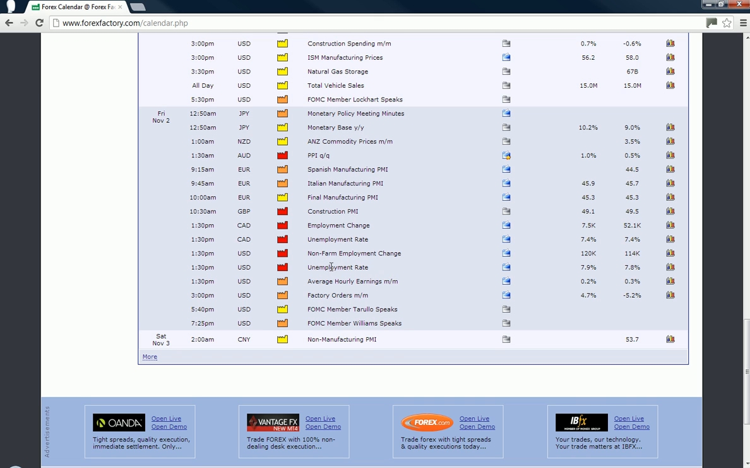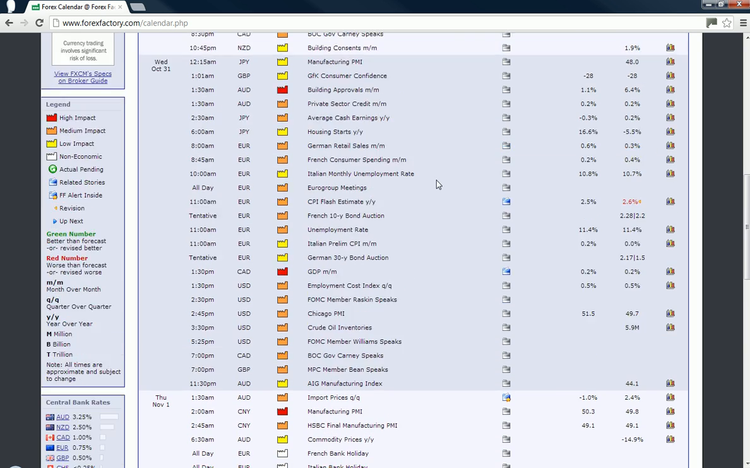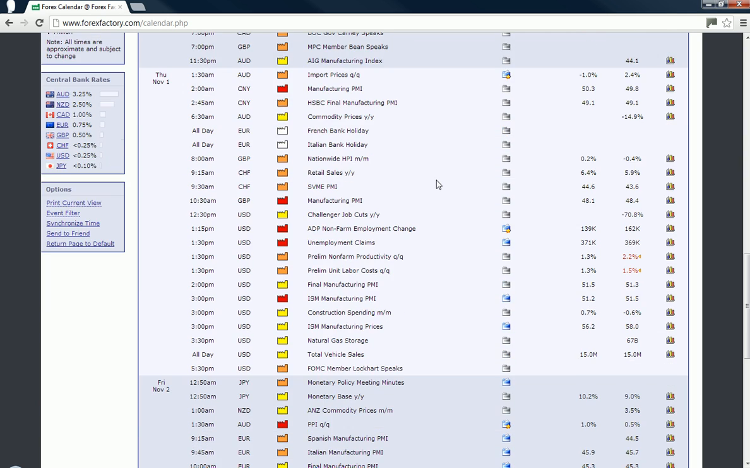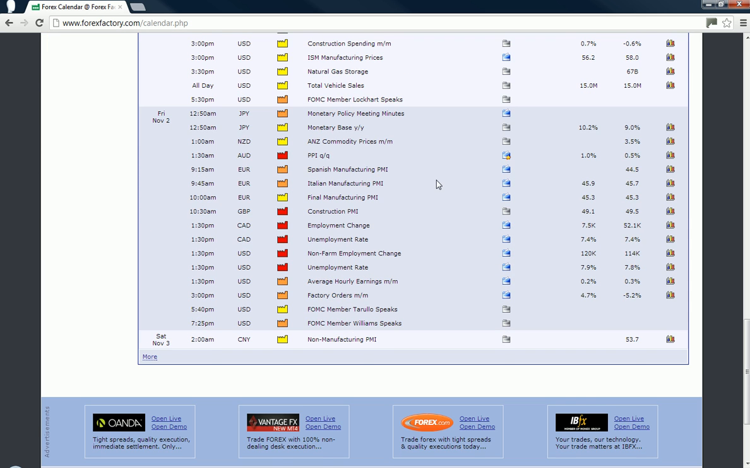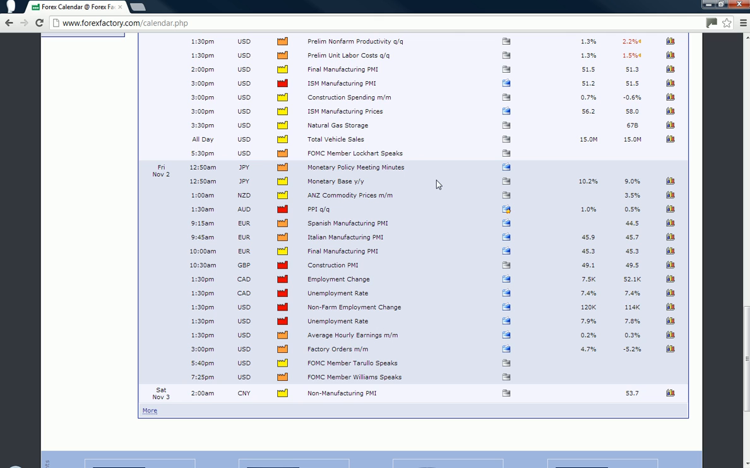And of course, at the same time, we have the unemployment rate, which did fall last month to 7.8%. It's expected to come up a touch higher to 7.9%. So very interesting week this week in terms of technicals, in terms of the news. There's plenty of news out. It's the start of a new month. We have the elections as well. So very, very interesting week.